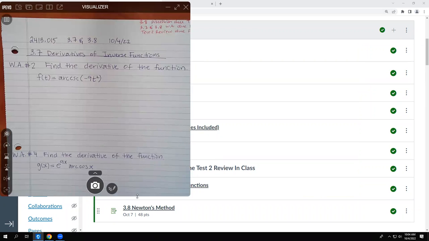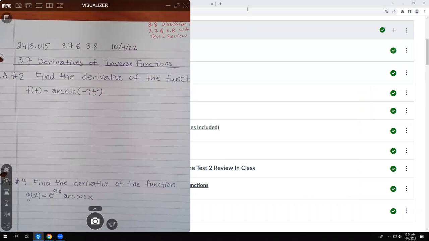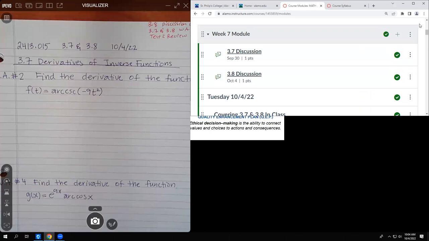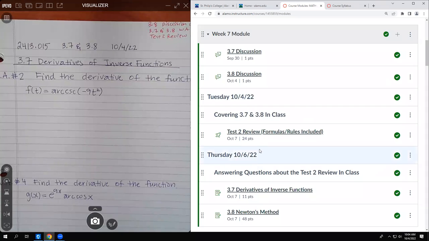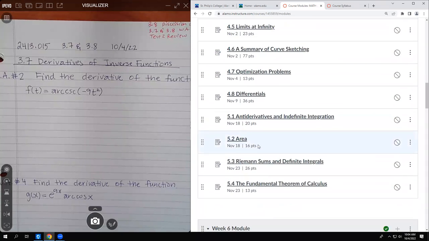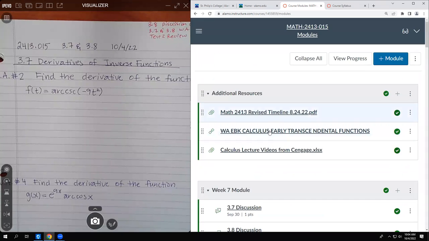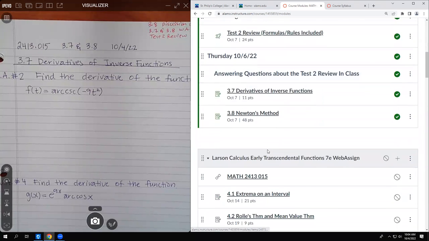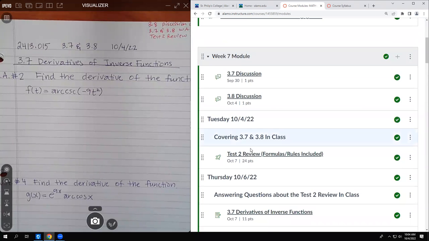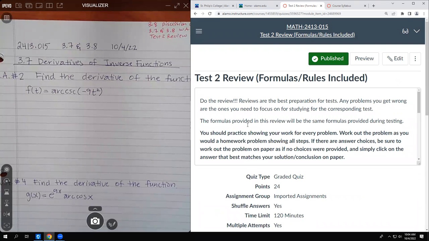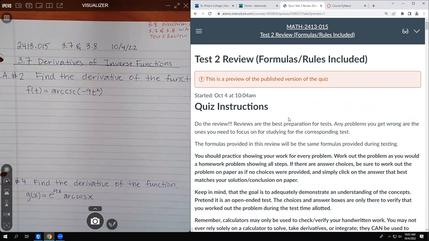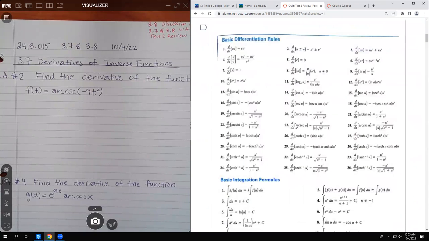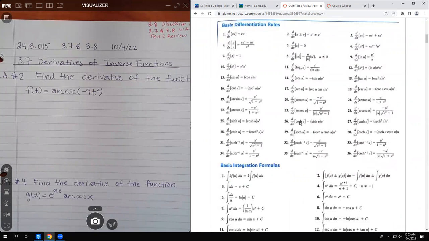And then I actually have the formulas inside Canvas, right? So where are those formulas? I thought I had them at the beginning. Nope. Oh, they're in the review though. I'll click on the review. So the review does have all the formulas. If I click preview, you see that big one sheet that I gave you guys at the beginning of the semester, right? This one has all the rules that I need for 3.7.